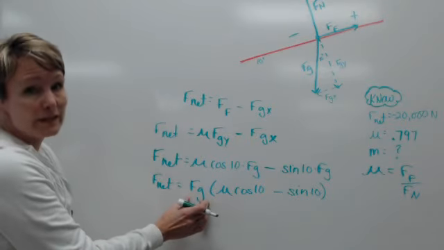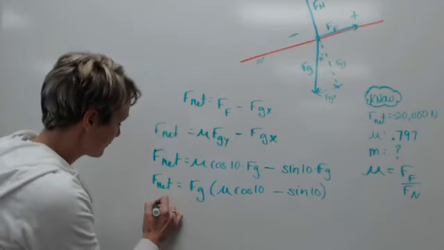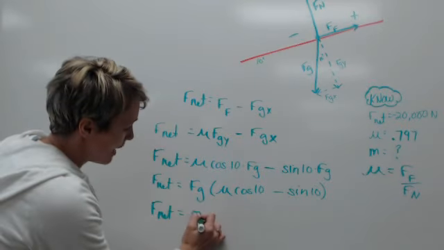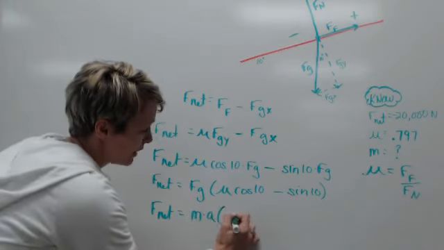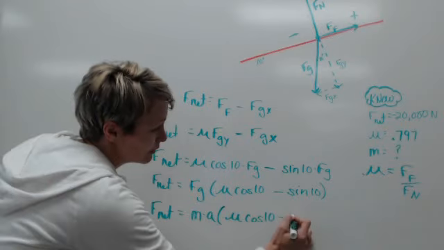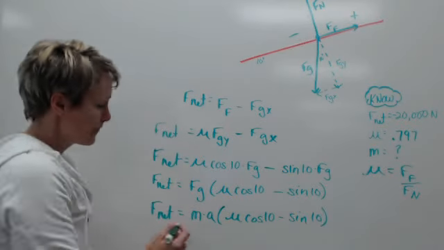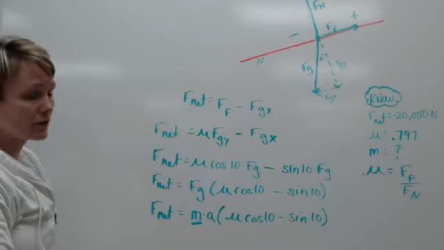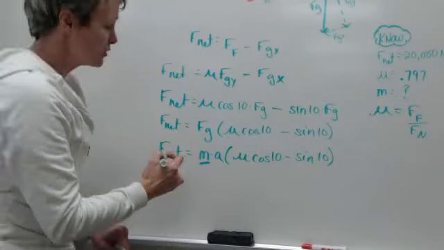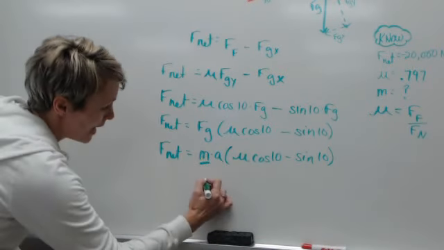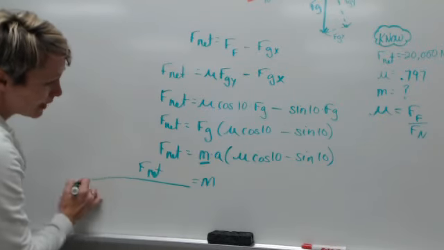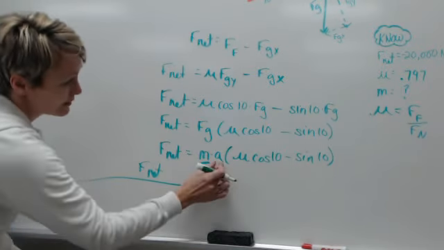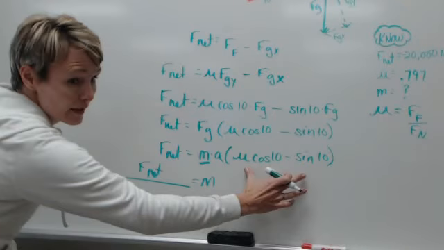The force of gravity is mass times acceleration. So I'm going to put mass times acceleration, and this is mass of the car times the acceleration of the car. And then I continue on. I just carry down my equation. Now I can rewrite this equation to solve for mass. And to rewrite that equation, I would end up with mass being equal to the net force divided by all of this acceleration times this expression.